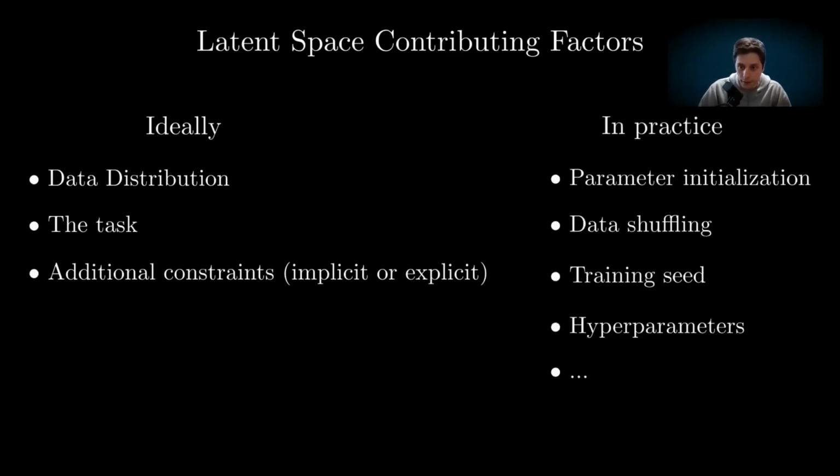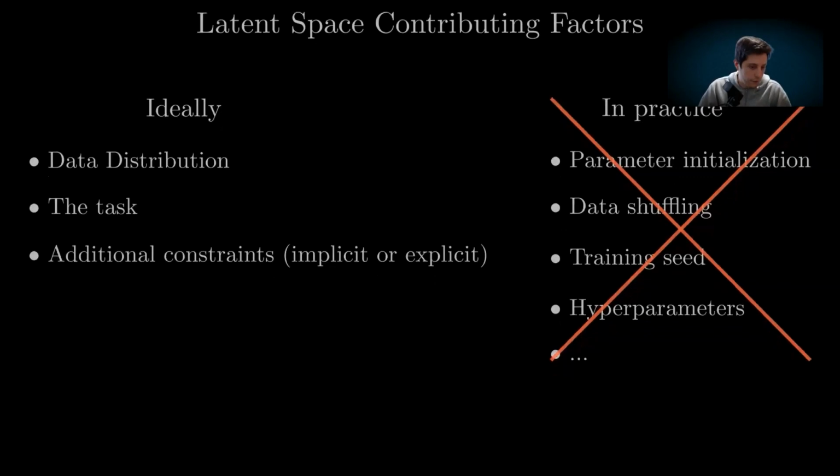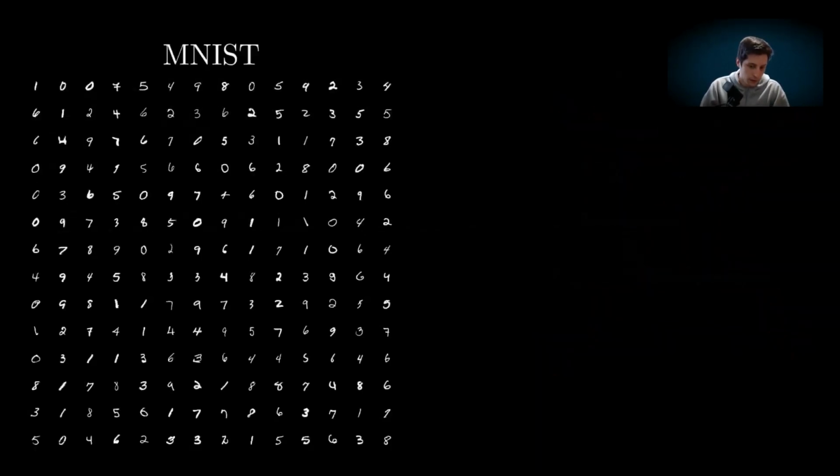In practice, though, there are many factors that influence the latent space shape. For example, the parameter initialization, the data shuffling, the train seed, or other hyperparameters. And the goal of this work is to be invariant to these factors. So let's see an example in practice.